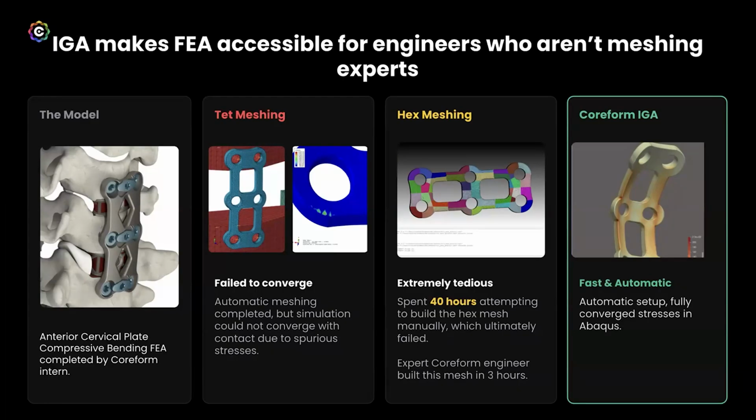And then lastly, she took the exact same setup she had been doing, and instead of tet meshing or hex meshing, she just ran Coreform IGA mesh on it, and it automatically meshed. And she ran the simulation, and without any kind of tweaking of solver parameters or contact settings, the nonlinear analysis just solved for her, and she was able to extract out the stresses in those fillets, and she was able to make a prediction on the fatigue life of this plate.